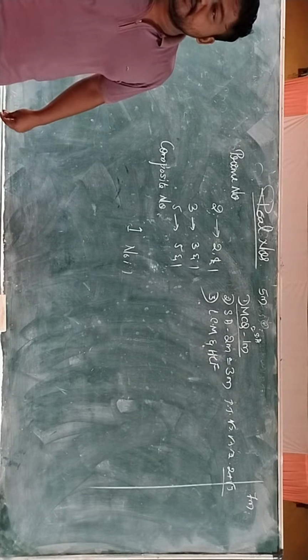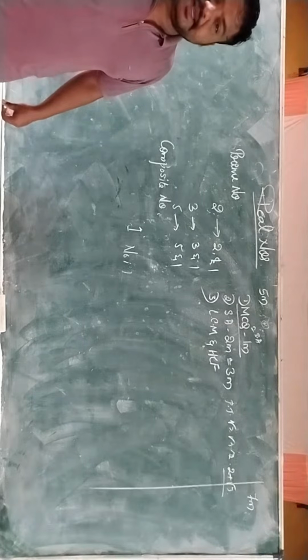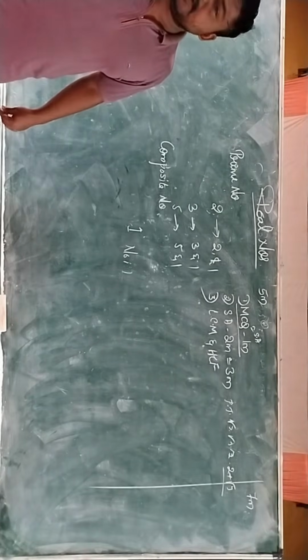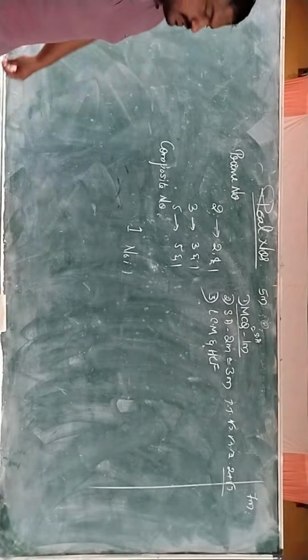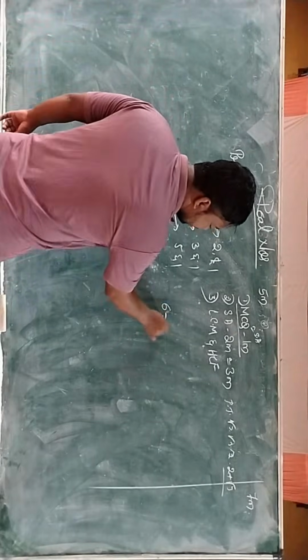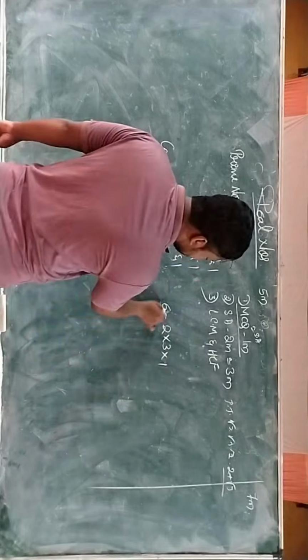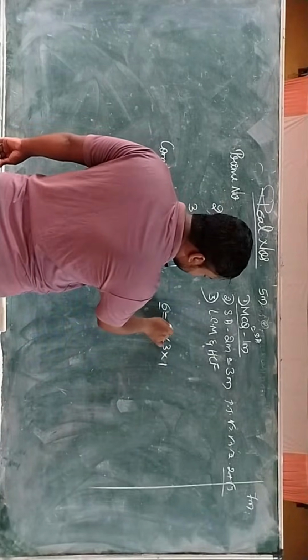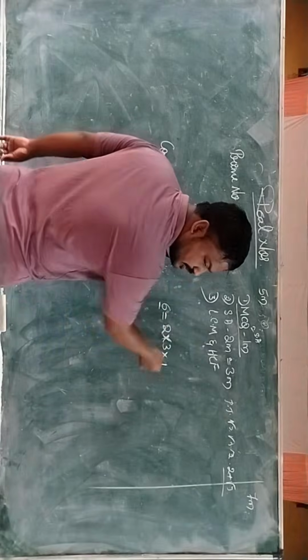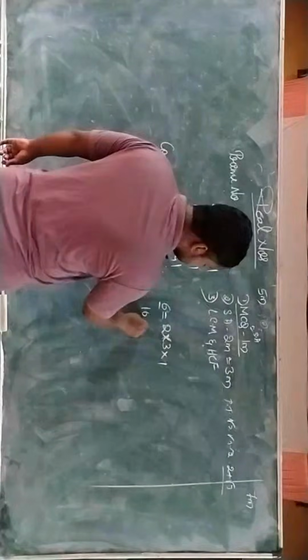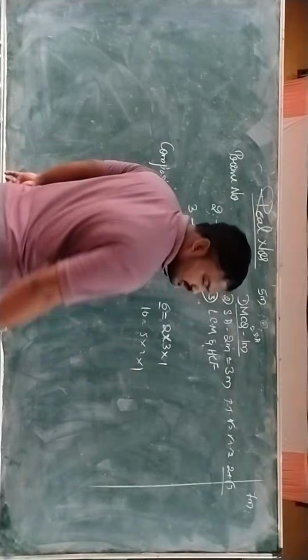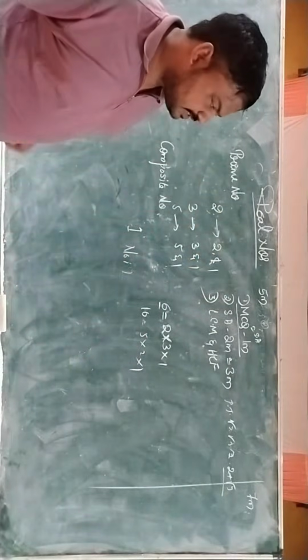Factorization means what? It is the process of splitting up one number into the product of 2 or more numbers. For example, 6 is equal to 2 into 3 into 1. Similarly, 10 is 5 into 2 into 1.